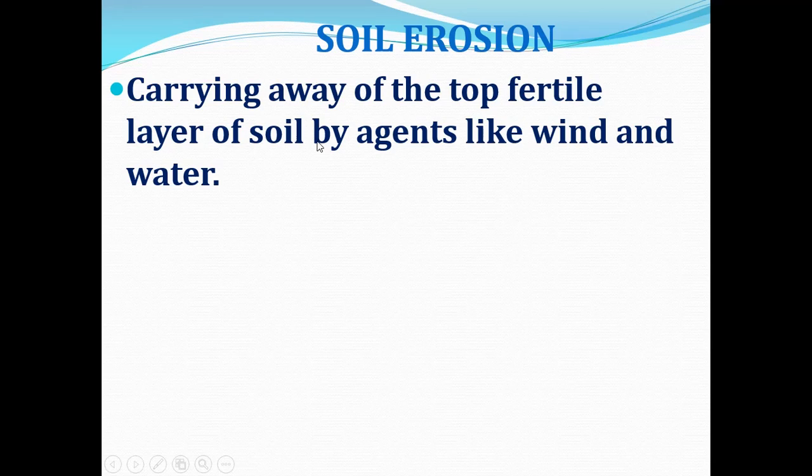You know all soil contains a first layer, which is called the fertile layer. In some places, due to agents like wind and water, there will be a carrying away of the top fertile soil. So due to the action of wind or water, in some places there will be a carrying away of the top fertile layer of soil, which is called soil erosion.